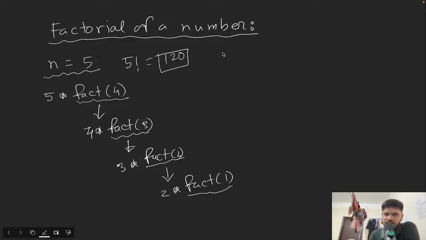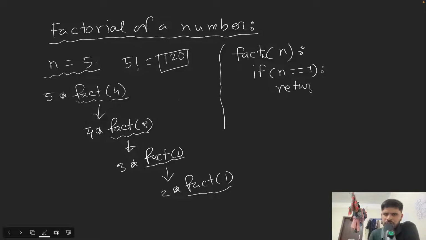Now here, let's write out the pseudocode. So let's assume we have this factorial n. This is your function. Now let's make our base case here. If n equals 1, then what will we do? Simply we will return 1, because we know that the factorial of 1 equals 1.